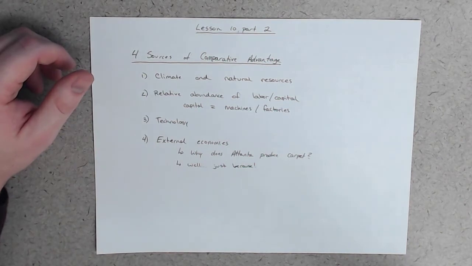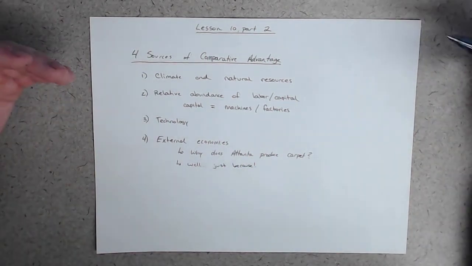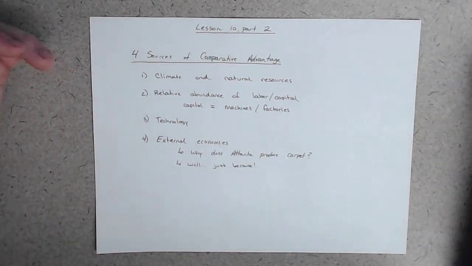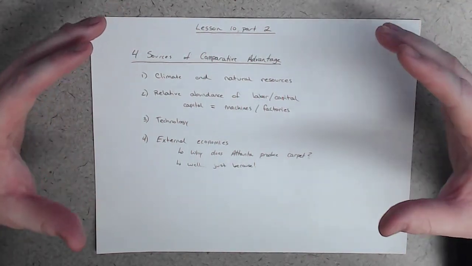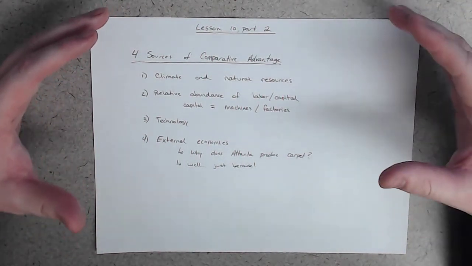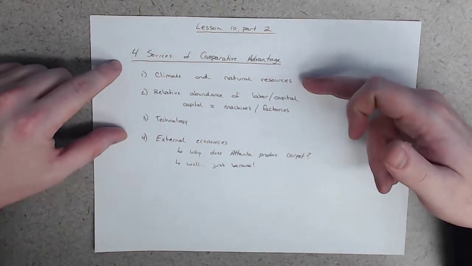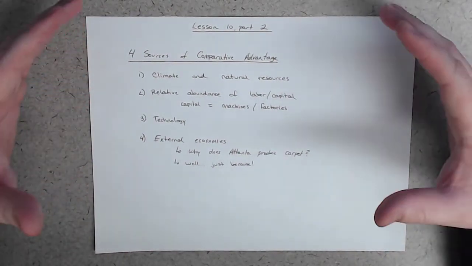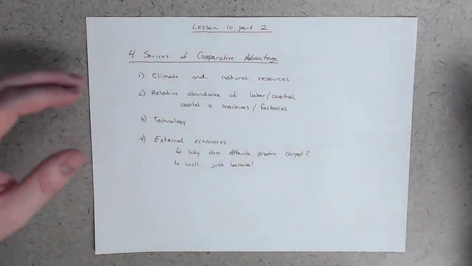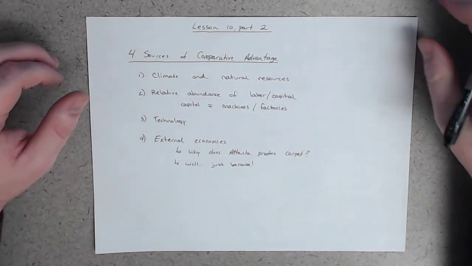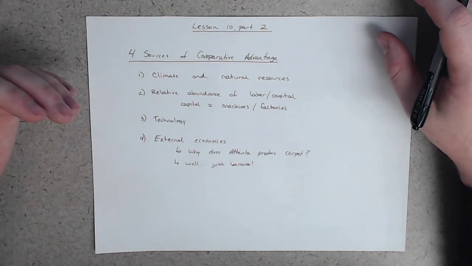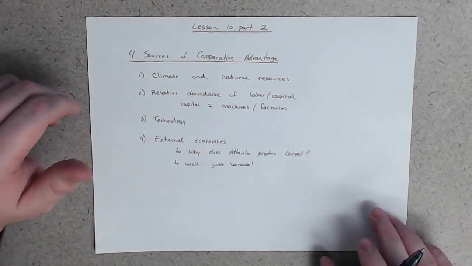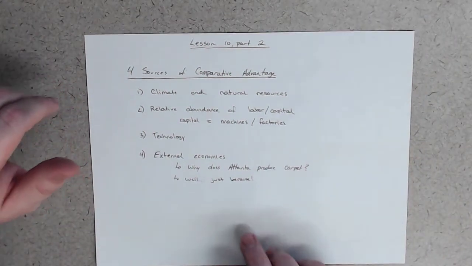And so external economies are these ideas that say that, hey, you know what? This place started off a little bit better than all the other places thanks to these three factors, but it became even better as everyone moved closer and closer to it, okay? And so these are the four sources of comparative advantage, okay?